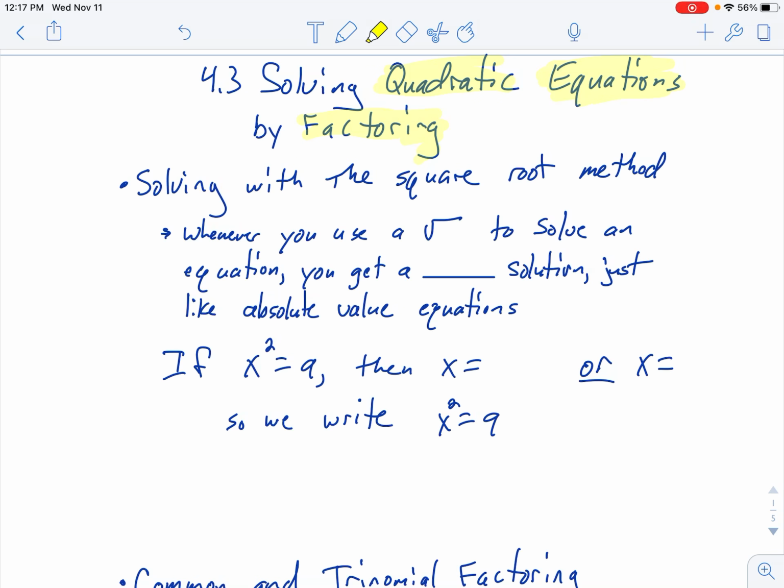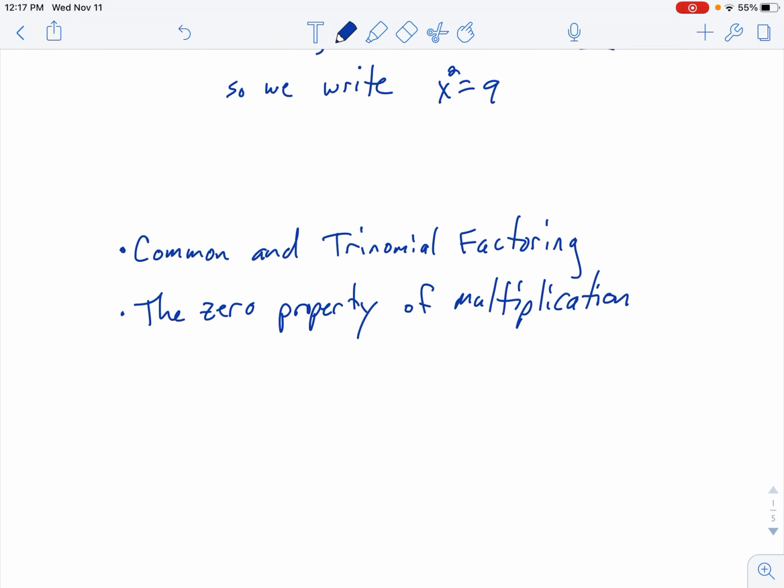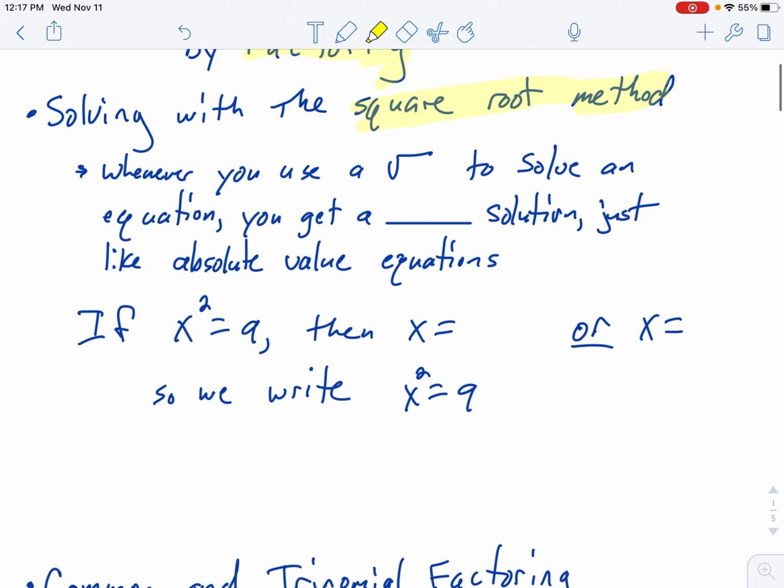But before we do that, we're going to learn sort of a prerequisite skill, which is solving with the square root method. So we'll start out with a few of those problems. Then we'll get to common factoring and trinomial factoring, and we'll utilize something called the zero property of multiplication. But like I said, before that, we're going to do this square root method.